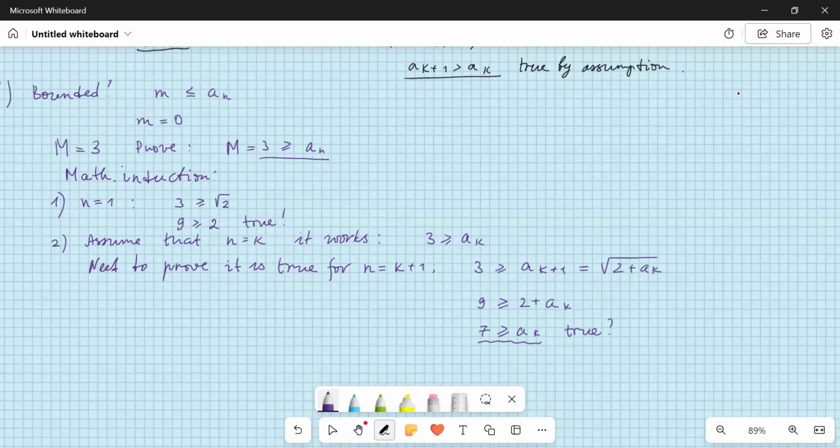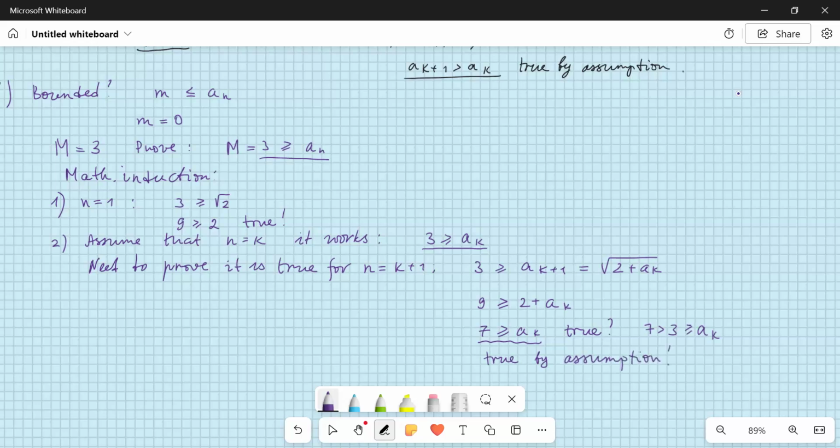Let's go to the assumption, because we can use the assumption. Assumption is our tool to prove stuff. Well, if a_k is less than 3, of course, it's going to be less than 7, right? Assumption tells that a_k is less or equal than 3. And of course, it's going to be less than 7 then. So true by assumption.